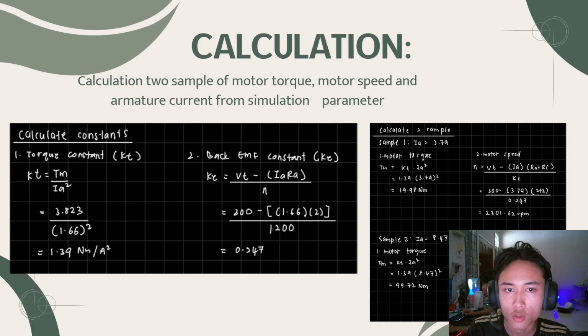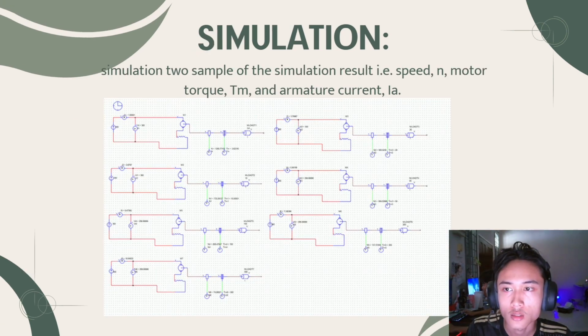These are the calculations for the constants. It's the motor torque, motor speed and armature current from simulation. And these are the simulations for the two samples of simulation result: speed, motor torque and armature current.